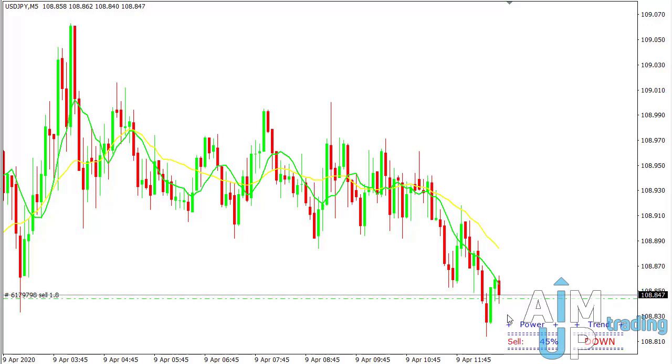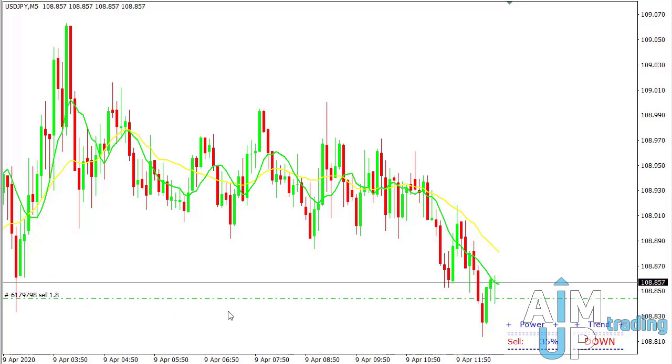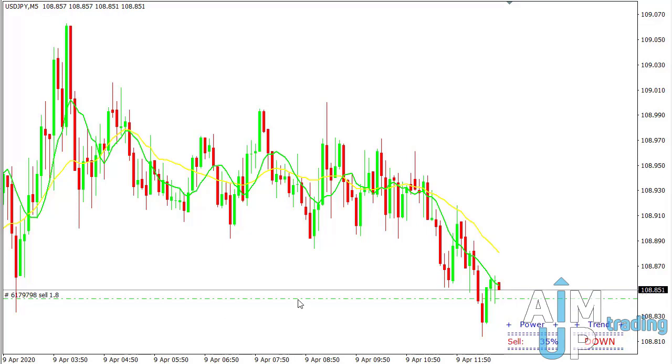You see the power of the trend is 45%, and we have a downtrend. We have the green and the yellow moving averages crossed, and you see this buffer zone between them. I'm going to explain more about this in detail. Also, as you can see, we have broken through the previous low on the 5-minute chart. We have a bounce off the green moving average, and we already have a couple of indications that the price will continue to go down.